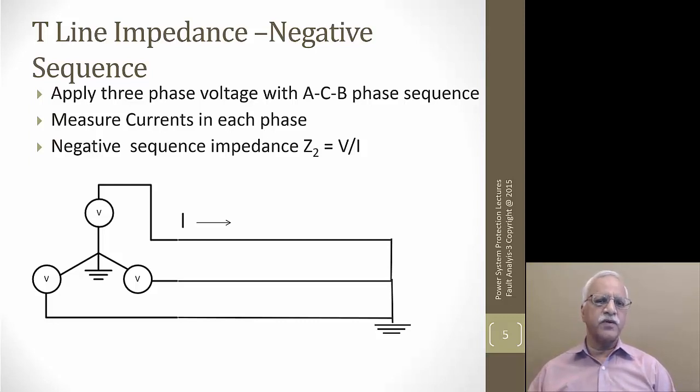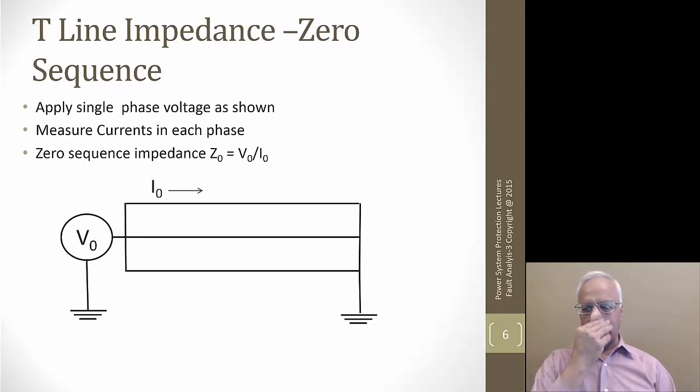I just change two phases to get an ACB rotation, and measure the voltage and current. Will there be any difference between these two? Since there is no moving part, it will not impact. Negative sequence will be equal to the positive sequence. And then if you take the zero sequence, you short all three terminals on both sides, apply a single phase voltage on one side, and ground the other side. So what you measure in each phase, V0 by I0, provides you the zero sequence impedance. So this is how you can actually measure.